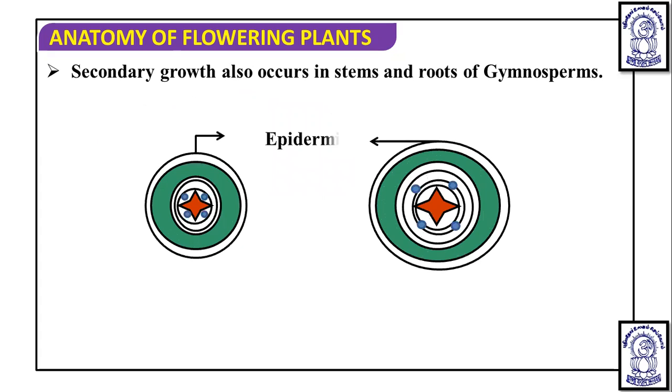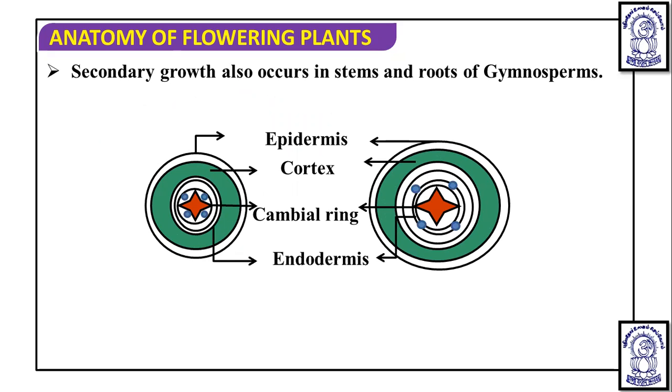Okay, so this is the epidermis, this is the cortex, this is the cambium ring, the wavy cambium ring which is formed here. And this is the endodermis, this is pericycle, and this is protoxylem. It is difficult to understand here, so let's understand it.